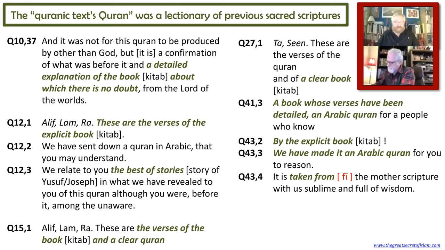So what is the Arabic lectionary? It is something which is made out of the clear kitab, and it is taken from the mother kitab, al-Kitab. And here we have the Arabic preposition fi. Fi is usually translated by "in." It is taken in the mother scripture, but this Arabic word has the meaning of "from" in it.